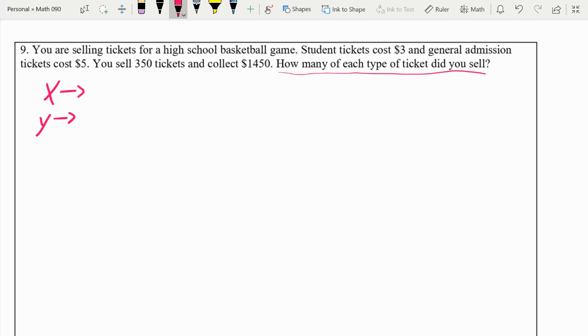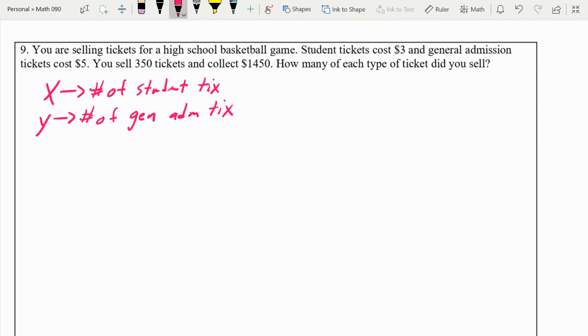You're selling tickets for your high school basketball game. Student tickets cost $30. General admission tickets cost $5. All right, so now I know I'm selling student tickets and general admission tickets. So how many of each type of tickets did you sell? X would be the number of student tickets. Y is going to be the number of general admission tickets. All right, hopefully everybody's okay with that.